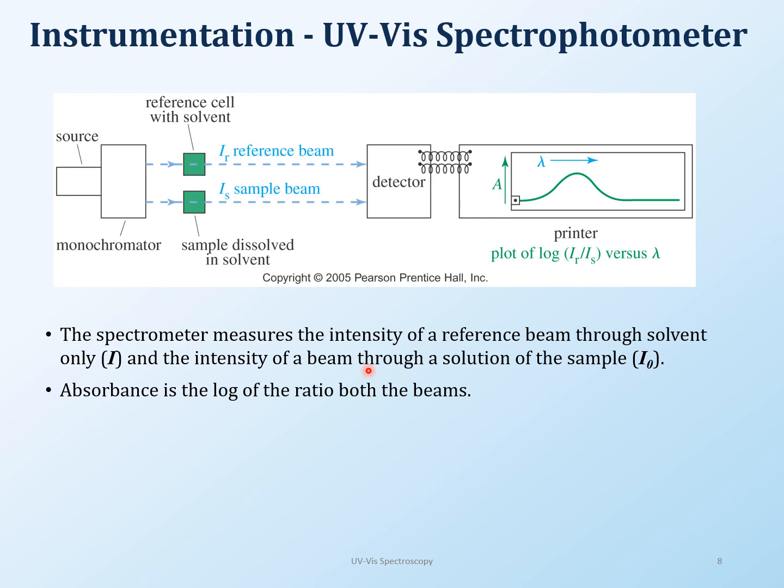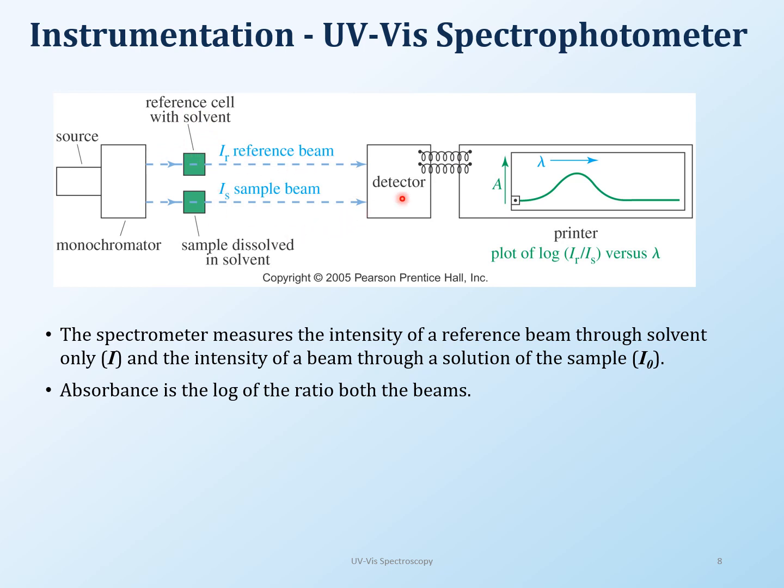Let's look at the instrumentation for UV-Vis. It's very similar to IR, with some differences. But otherwise, you do need an energy source, which is going to be within the UV-Vis region. You need to have the sample. Here, you also need a reference, because you need to dissolve your sample in something, and I'm going to talk about that in the sample preparation. Because you're dissolving your sample in a solvent, you need to nullify that solvent, so you need a reference cell for that.